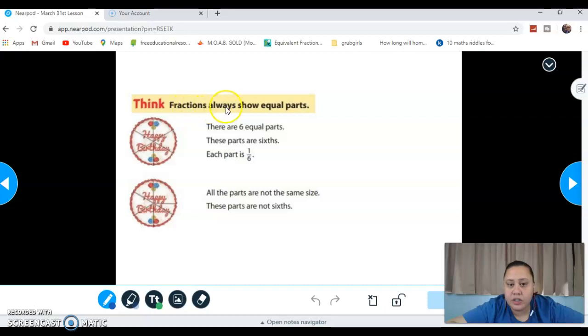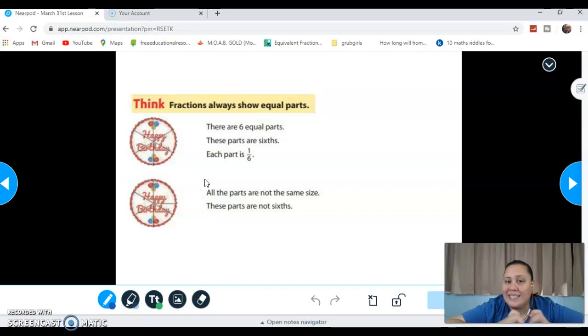Fractions always show equal parts. If the shape is not broken into equal parts, then you cannot consider it a fraction. Here's a perfect example of 2 birthday cakes getting cut up for the party. This top one right here is getting cut into equal parts, 6 equal parts to be exact, and each part is 1/6. And today I'm going to focus more on the verbiage and how to say fractions, because you're also going to learn how to write them.